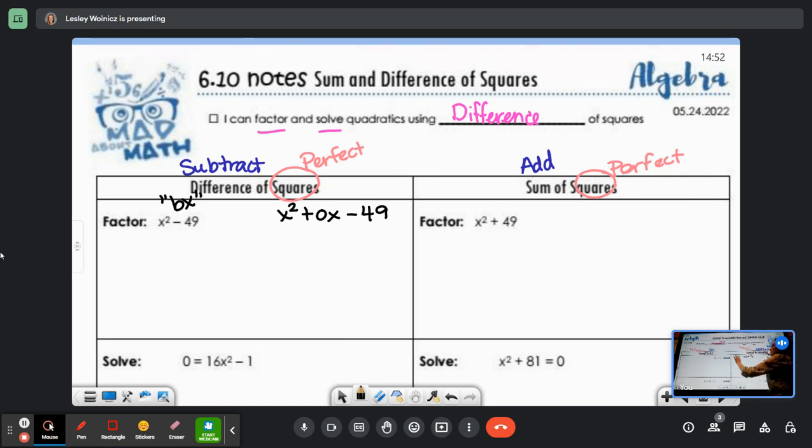Okay, so what are the factors of negative 49 that sum to 0? So my factored form would be x minus 7 times x plus 7.